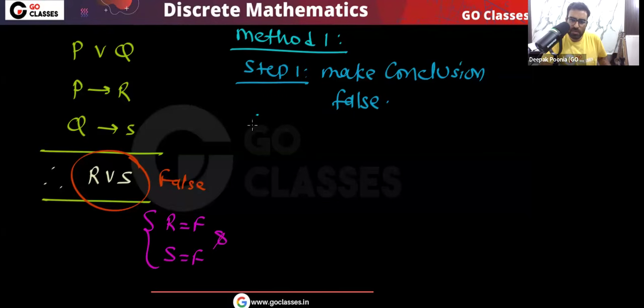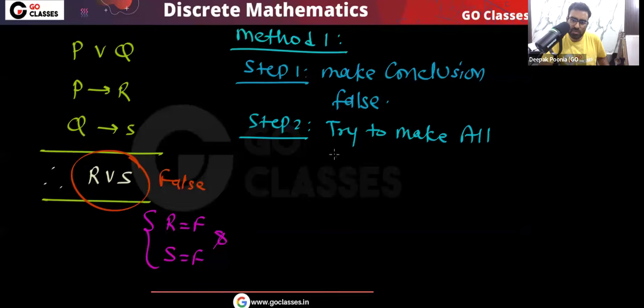Then what is step number 2? Now try to make all the premises true.